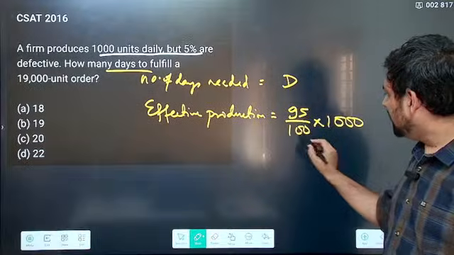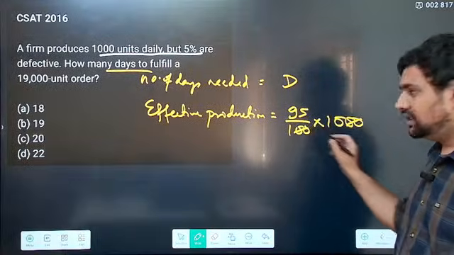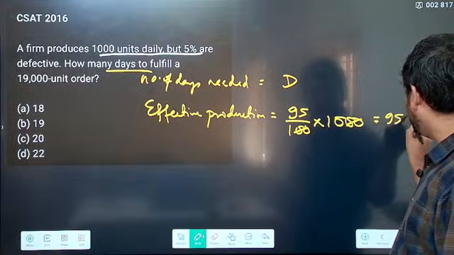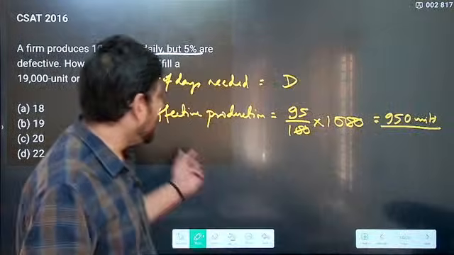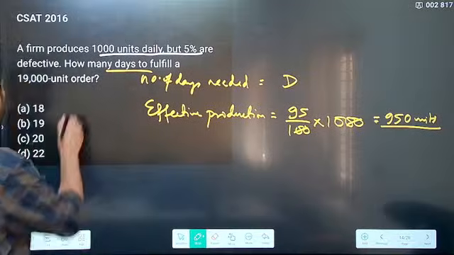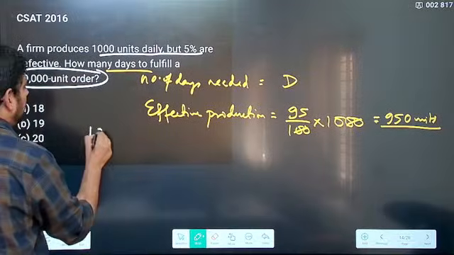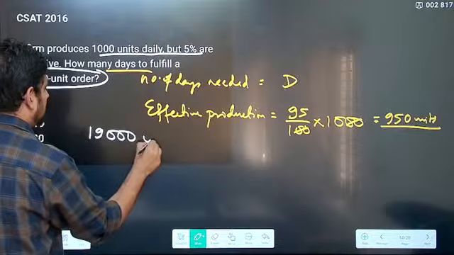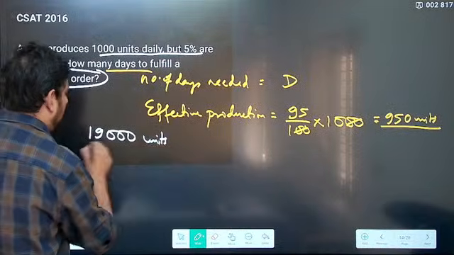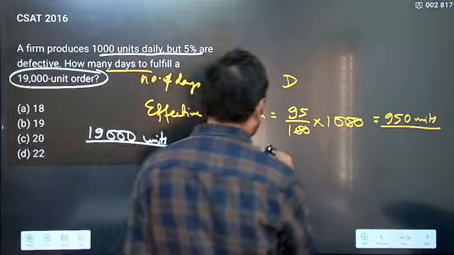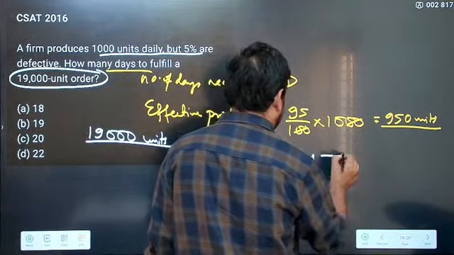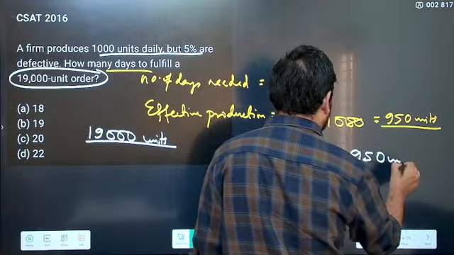Correct? How many times will this go? 2 zeros and 2 zeros cancel. 95 into 10 is 950 units. So that means effectively they are making 950 units in one day. How much is the order? The order is of 19,000 units. So basically in one day they make 950 units.